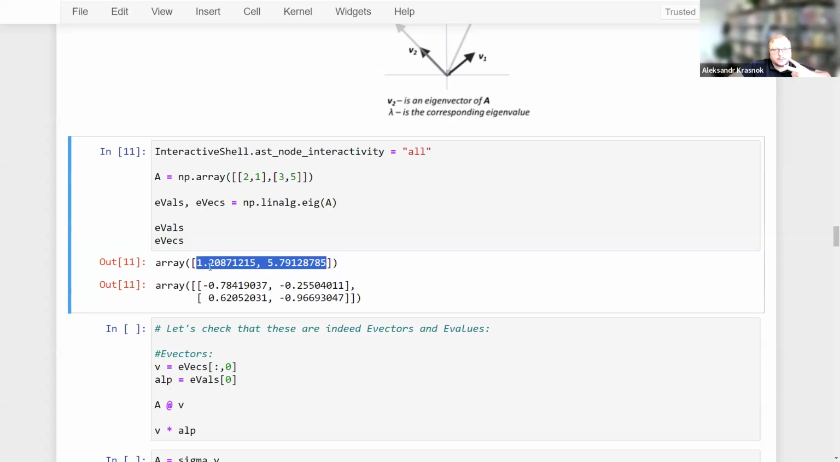So there are two eigenvalues and two eigenvectors. Every column in this array is a vector. So a matrix with 2 by 2 has two eigenvalues, two eigenvectors. Then a matrix with 3 by 3 or 4 by 4 components would have 3 eigenvalues and 3 vectors, and so on.